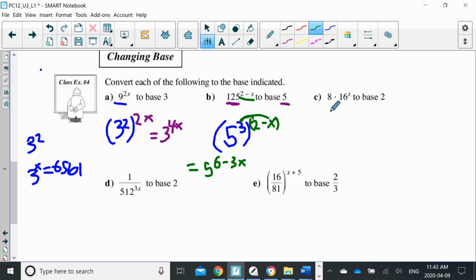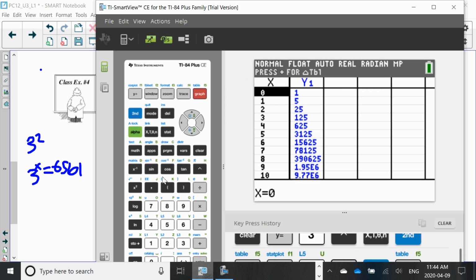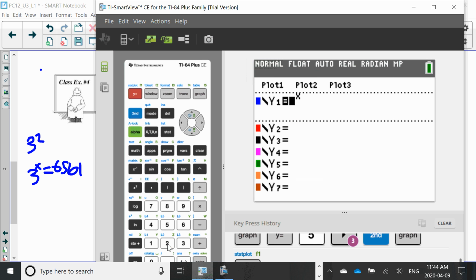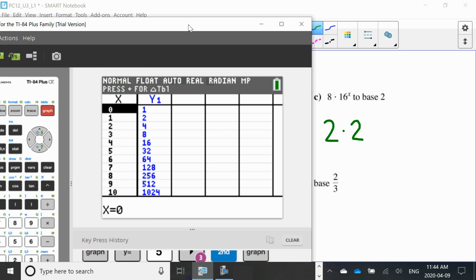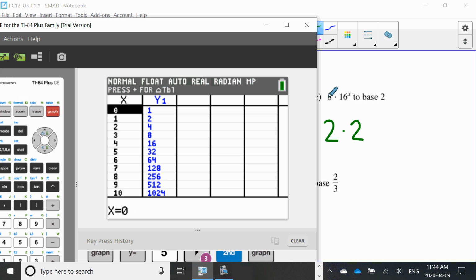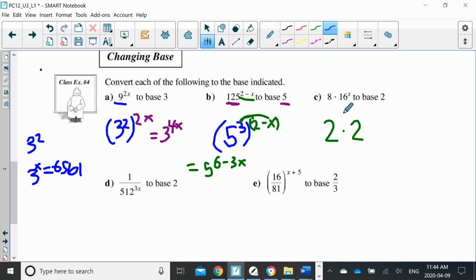Okay, they want 8 rewritten as base 2, and they want 16 rewritten as base 2. So I'm going to write my base 2s. And let's type in 2 to the power of x on my calculator. So on my calculator, y equals, there's 2 to the power of x. Let's look at all of my exponents for 2 to the power of x. The ones I'm looking for are 2 to the power of what will give me 8, and 2 to the power of what will give me 16. So here's the answer for 8. 2 to the power of 3 will give me 8. So let's write that in.